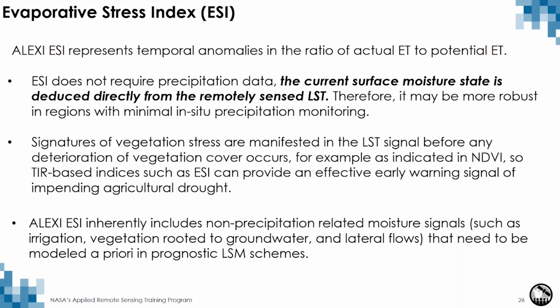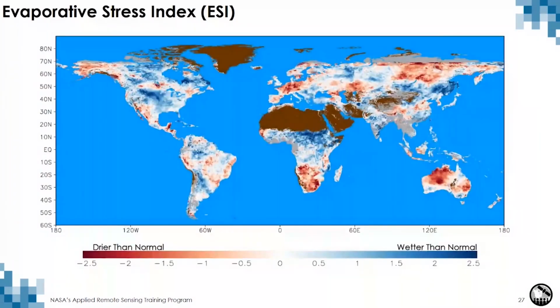Another big advantage is that we include non-precipitation moisture signals. I don't need to know if a plant or a field is being irrigated. We don't need to know if vegetation is rooted to the groundwater. Because as long as we can measure the land surface temperature, we are seeing what the plant sees. And that allows us to know if there's being some impact from a drought to changes in water use.